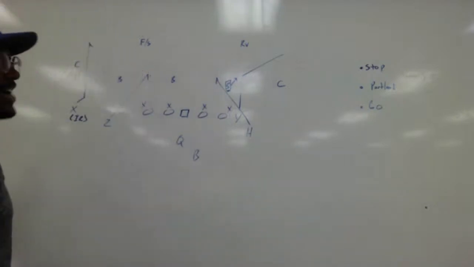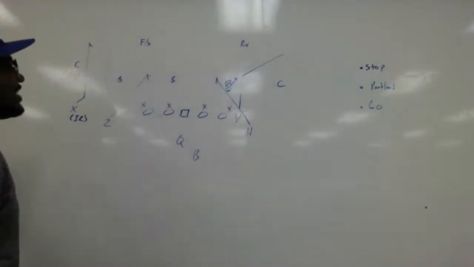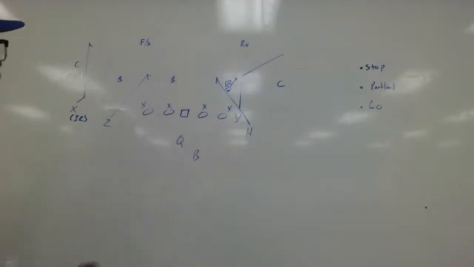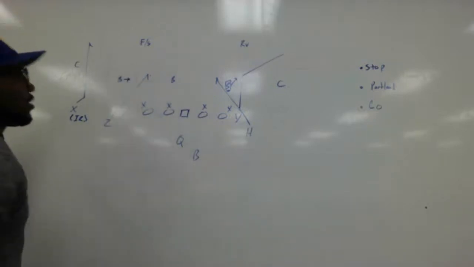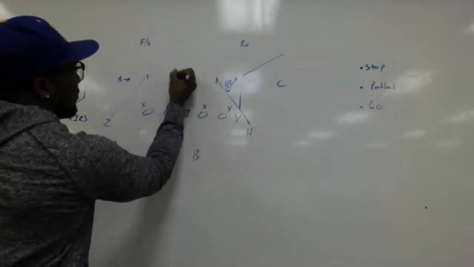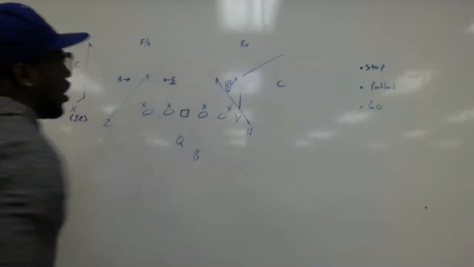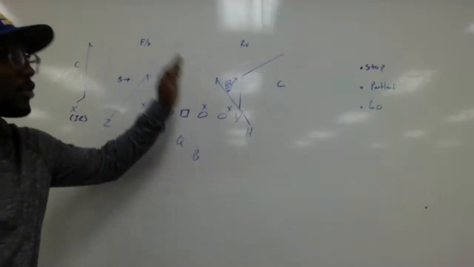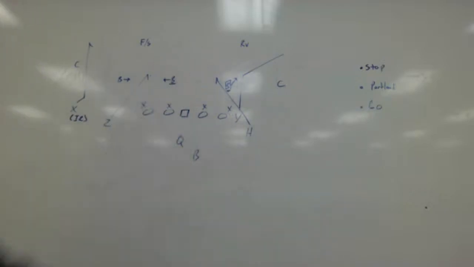Same thing with this side, the backside snag route. When he attacks the inside shoulder of that nickel defender, I'm expecting him to turn inside and flow with it. With this guy, I'm expecting him to also look inside for that snag. So you'll have a good window to throw to either one or two of these guys right here.